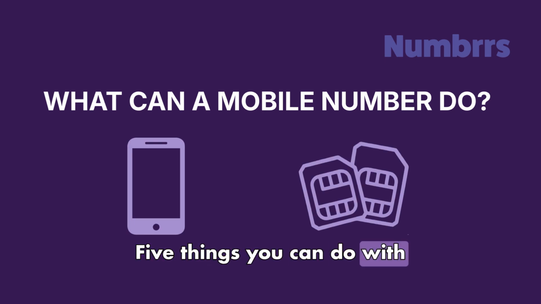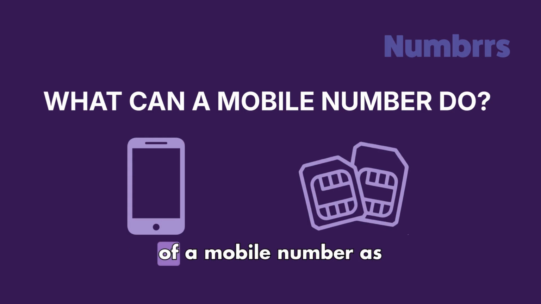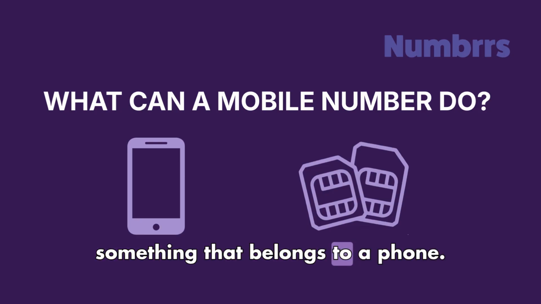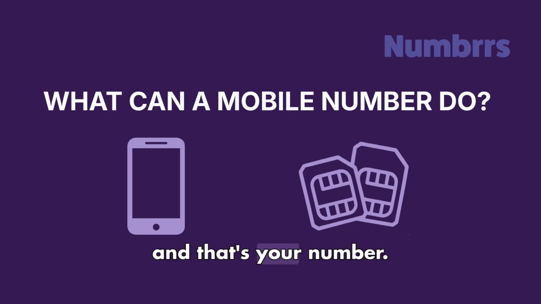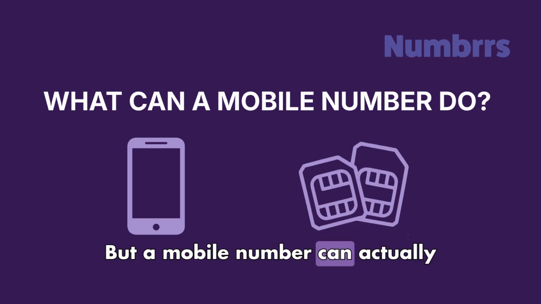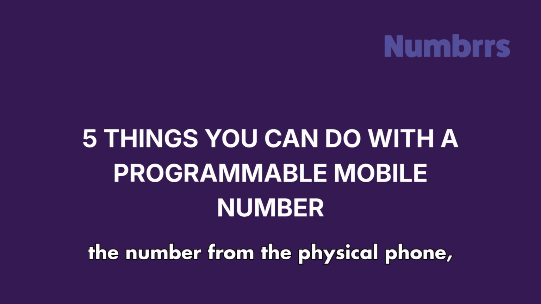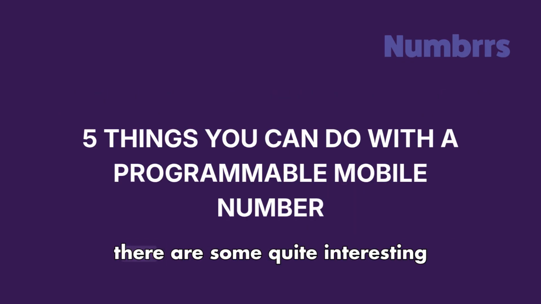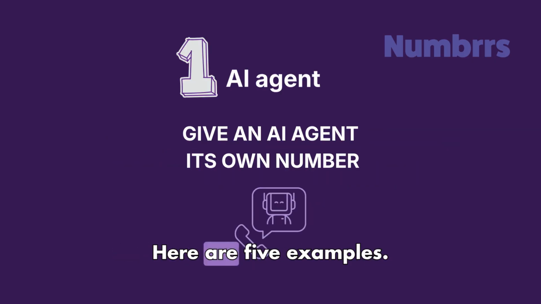5 things you can do with a programmable mobile number. Most of us think of a mobile number as something that belongs to a phone. You get a SIM, put it in a handset, and that's your number. But a mobile number can actually be used by software instead. And once you separate the number from the physical phone, there are some quite interesting things you can do with it. Here are 5 examples.